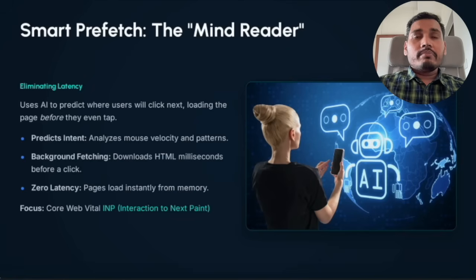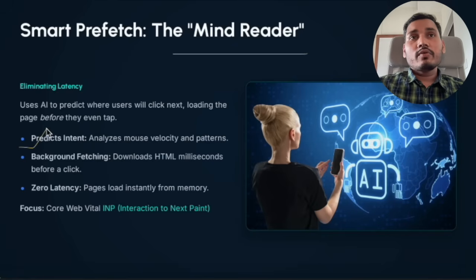Now let's take a deep dive into Smart Prefetch. If Hyperspeed is the housekeeper, Smart Prefetch is the mind reader. It doesn't touch your file size. Instead, it uses AI to predict where your customer is going to click next. It analyzes mouse velocity, hover patterns and several other non-PII attributes of your shoppers to predict the next page where the user can go, and then starts prefetching that page in the background to make sure the page is ready when the user clicks. This creates a zero latency experience for your users and directly improves the Interaction to Next Paint, or INP, metric of Core Web Vitals.